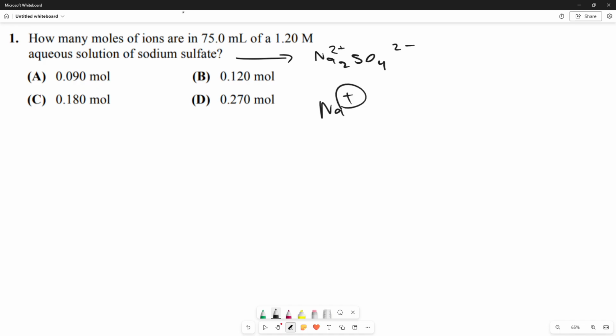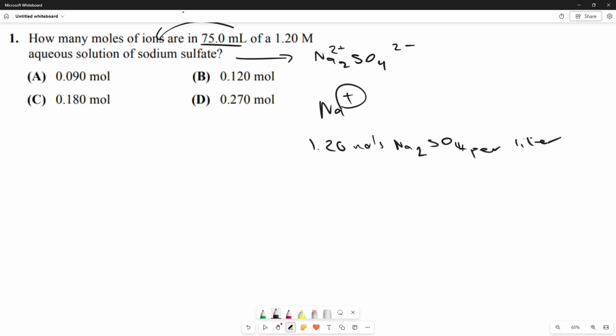So we have 1.2 molar of this. That basically means that we have 1.2 moles of Na2SO4 per liter. So for every 1 liter, we have 1.2 moles of Na2SO4. Okay, and then we have 75 milliliters, right? So we need to find how many moles of Na2SO4 we have per 75 milliliters, and then we can turn it into moles of ions.